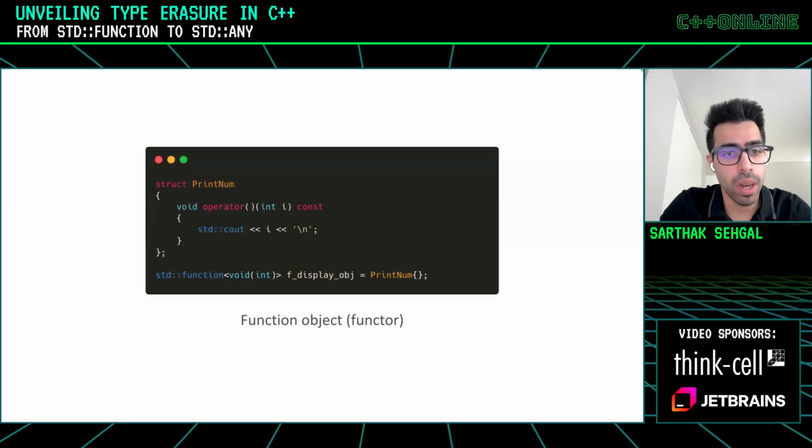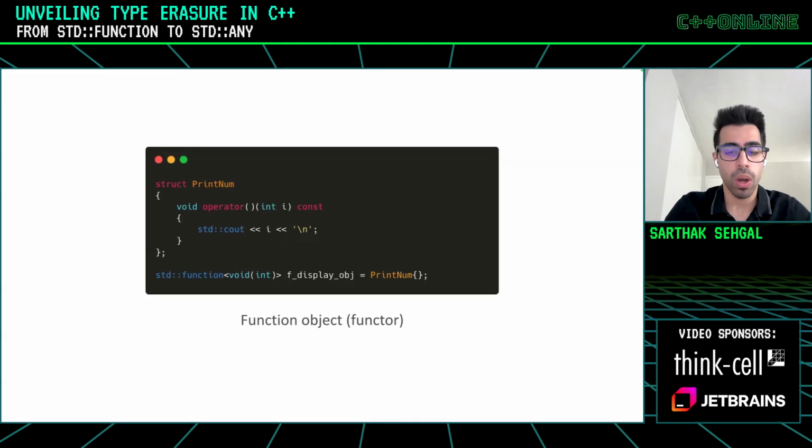In this slide, I've got a functor, which is a function object, a struct called print_num, which implements the function call operator. Again, same signature of the function call operator: it takes an integer, returns void, and this can be assigned to a std::function of the same type as well. This is interesting. In the last three slides, the type of object being assigned to the std::function changed, but on the left-hand side, the type of the std::function was the same.